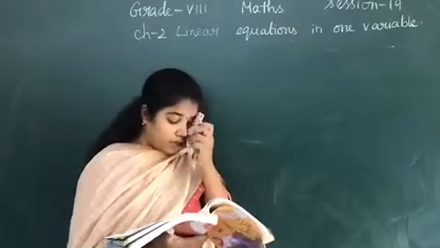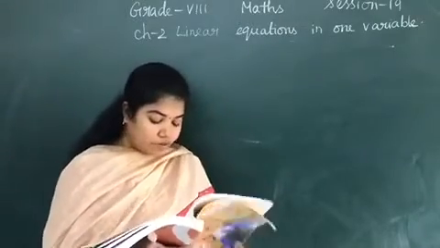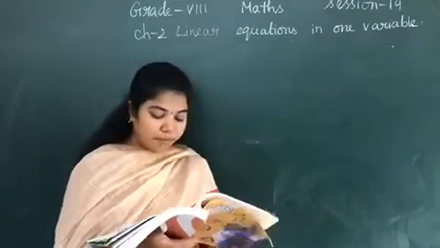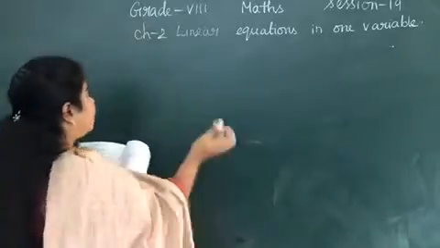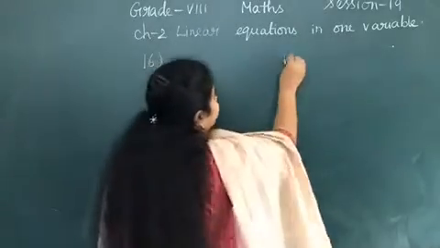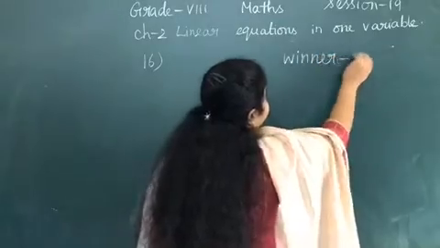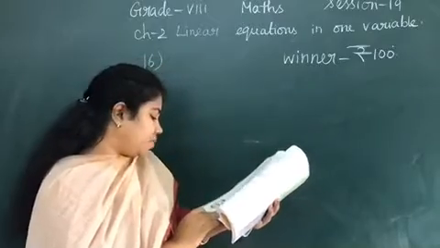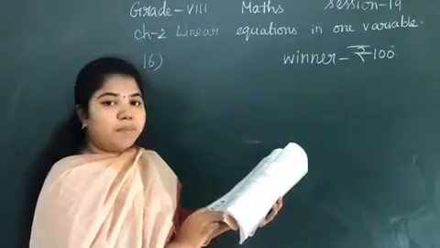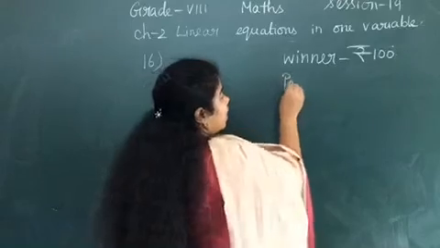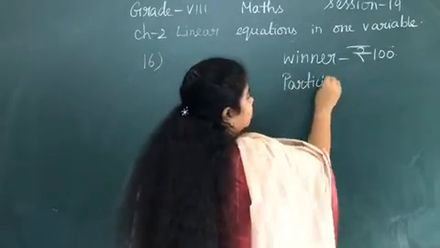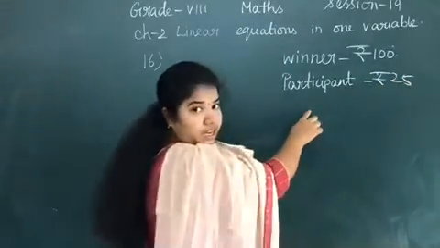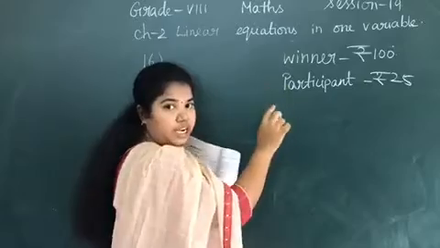Please listen carefully about the next sum. The organizer of an essay competition decided that a winner in the competition gets a prize of rupees 100. So the winner in the competition will be getting rupees 100, and the participant who does not win gets rupees 25. Those who are participating but not winning will get rupees 25. Except the winner, all the participants will get rupees 25.